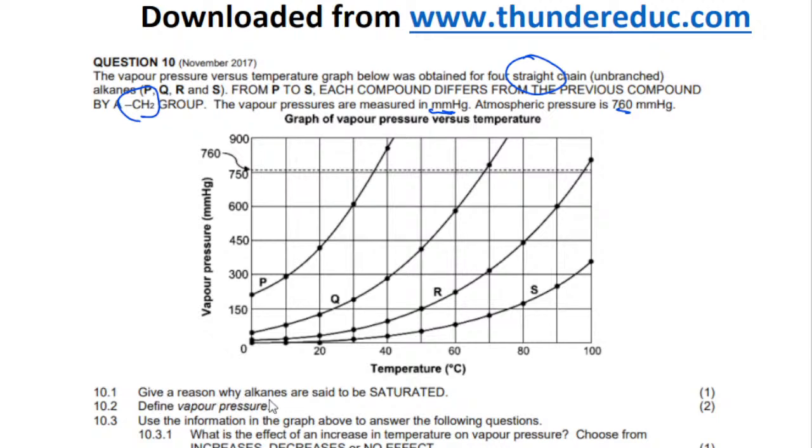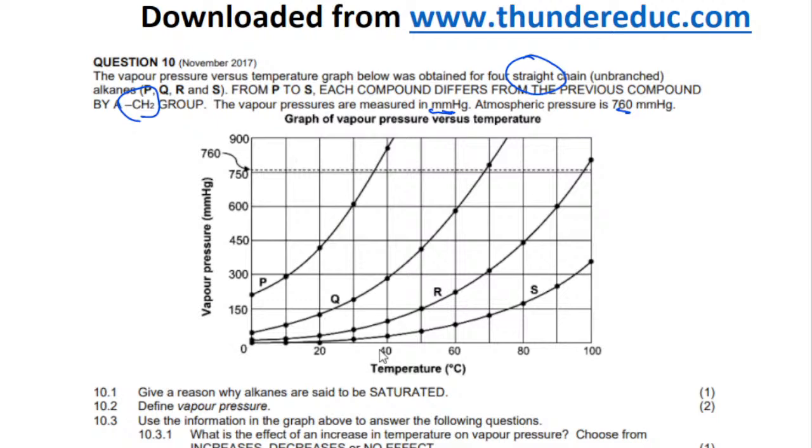Give the reason why alkanes are said to be saturated. Whenever I talk about saturation, it means that they have single bonds between carbon atoms. Don't just say that they have single bonds. Where are the single bonds? They have only single bonds.